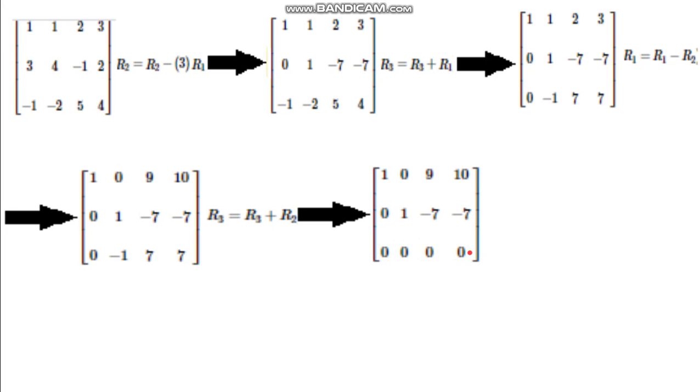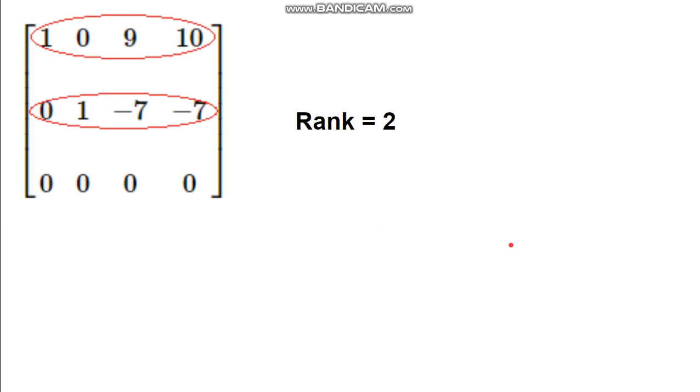So now we have to find the rank, and how we can find it is just by looking at how many non-zero rows we have. And here we see this row is full of zeros, these aren't, so it's rank 2.